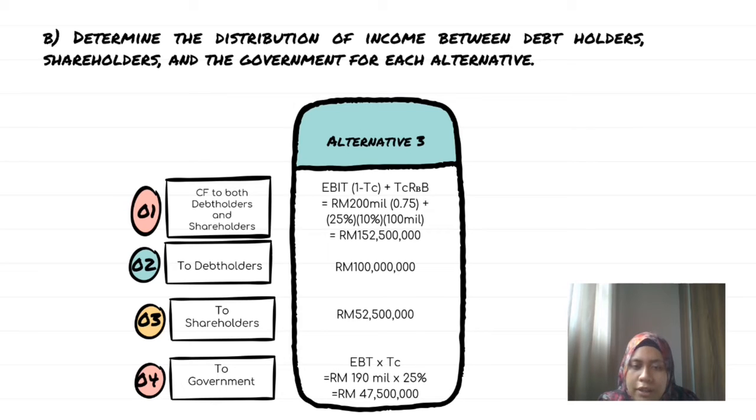And to the government, we will use earning before tax times tax rate. But before that, we must get the EBIT, earning before interest and tax, minus interest expenses, then we get EBT. So the EBT for this alternative 3 is 190 million times 21%, and that's why we get 47.5 million for alternative 3. That's all for me.